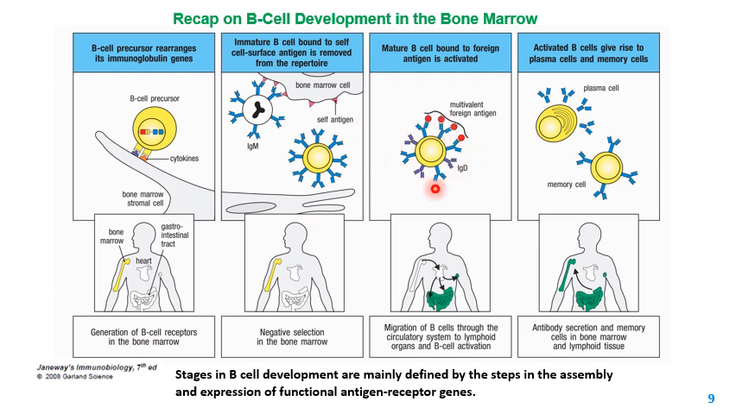Now, in the periphery, other processes are going to go on because you really have to check for self-reactive B cells, okay? So you're going to have to go through a process of peripheral tolerance that is going to happen in the secondary lymphoid organs, because you really want to make sure that you are not going to attack yourself. Okay, so we're going to look into that as well.